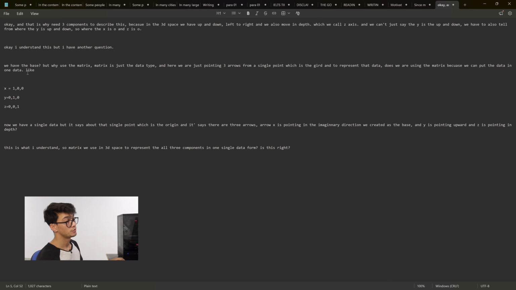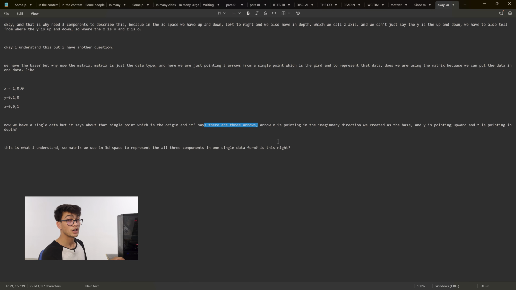I hope you do. We have the base now, but why use the matrix? Matrix is just the data type. Here we are just pointing three arrows from a single point, which is the origin of the grid, and to represent that data we are using the matrix. It is a container to store those three different spatial data, because we can put the data in one place like x1, y1, z1.